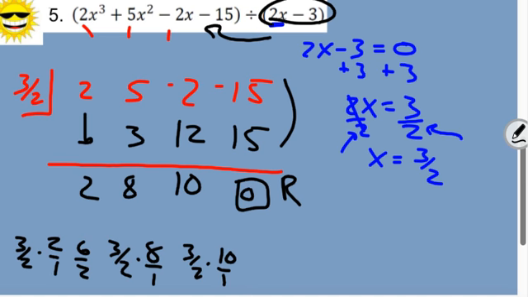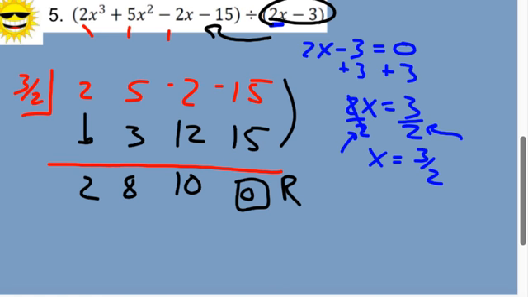What's my answer? Okay, here's where it gets a little tricky. There's a lot of different ways to do it. This is the way I do it because I think it works the best. As soon as you have to divide by something, we divided by 2, you have to divide your answer right here by 2. 2, 8, and 10. But you do not divide the remainder.